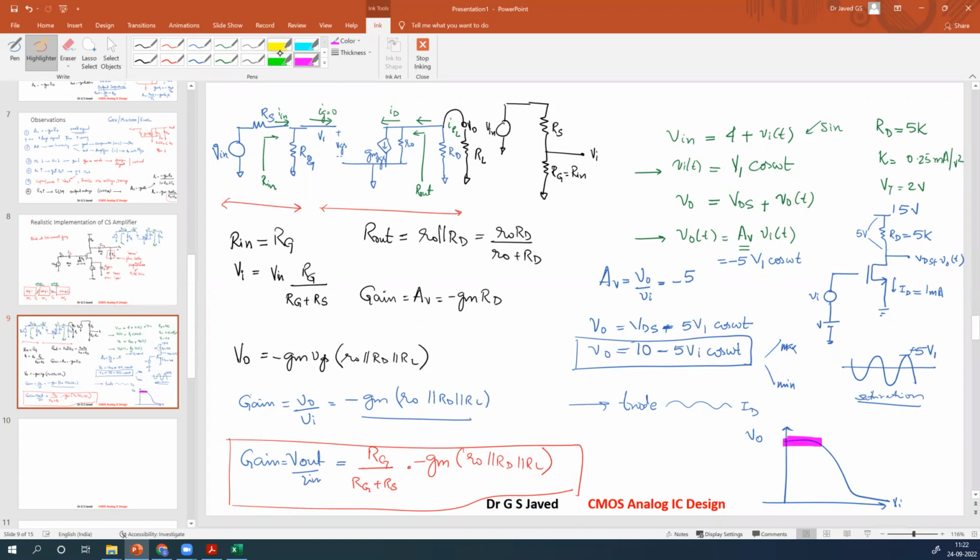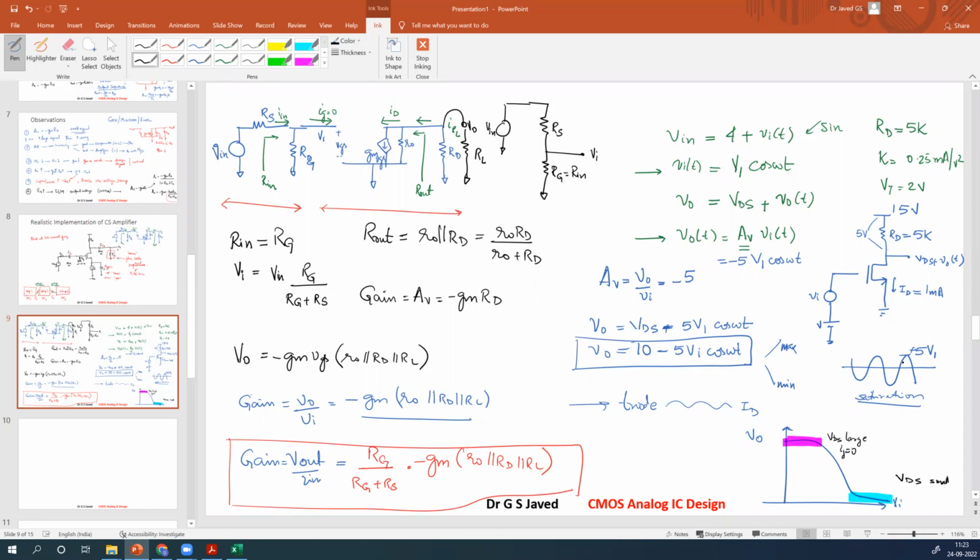Okay. Now, what happens when V0 is very small? It means RD is very large. Because RD is very large, the VDS voltage will get pushed, and you will be in the triode region. So how do you reach this? So VDS is small. This VDS is large. When VDS is large, ID is 0.